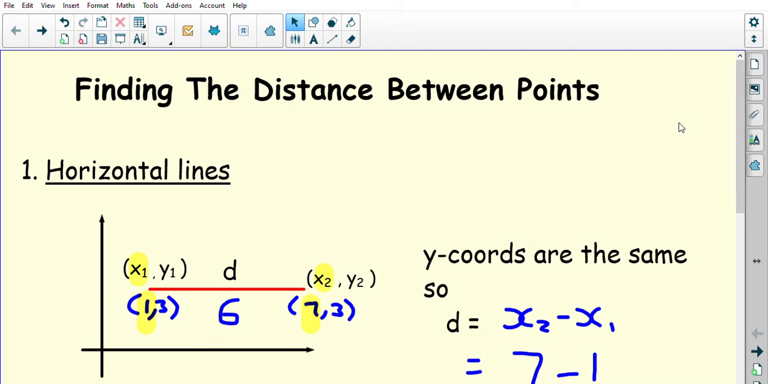Okay, in today's video we will be looking at finding the distance between 2 points, and then later looking at finding the midpoint between 2 points. We're going to start off by looking at finding the distance between points.